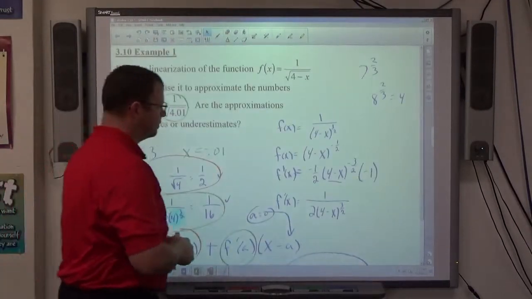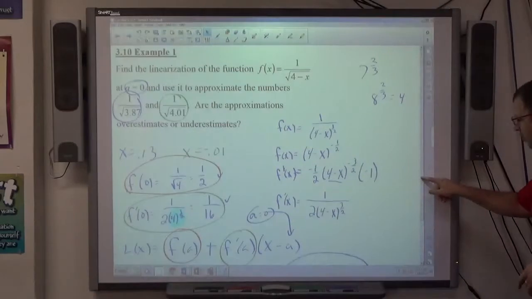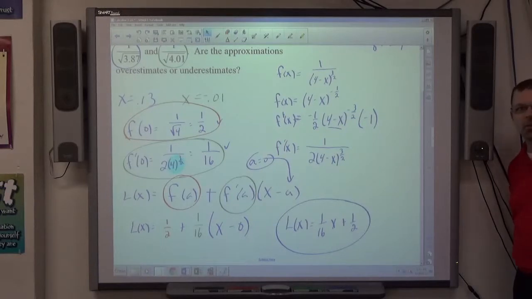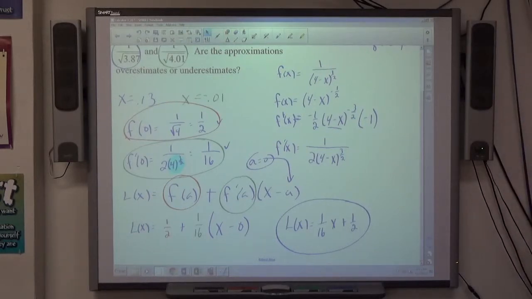Alright. So just like that, we got the linearization formula here. L of x equals 1/16 x plus 1/2. That is also the slope of the tangent. That's the equation of the tangent line. It's a different way to find the equation of the tangent line. So anytime they ask you for the linearization of a function, they're basically asking for the equation of the tangent line. That's just kind of a systematic process to do it. Alright, so L of x equals that.